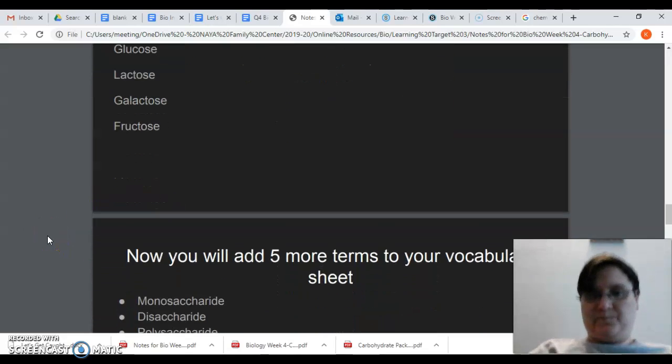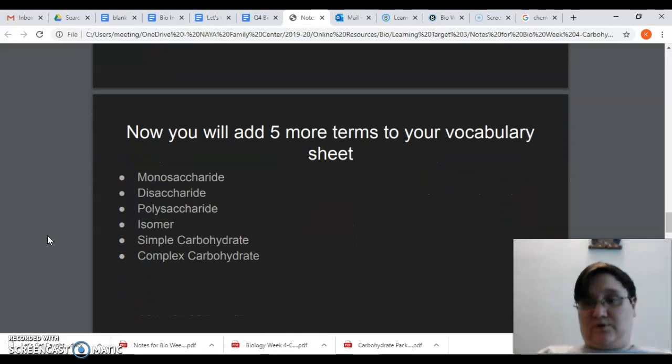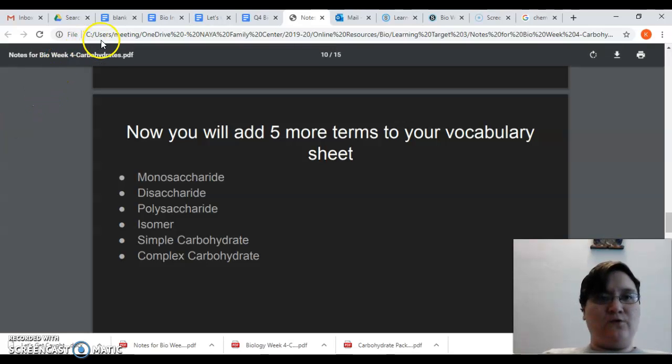Okay, so we're going to stop. You are going to add 5 more terms on your vocabulary sheet. I know. Holy moly. If you don't know how to do that, I'm going to help you.